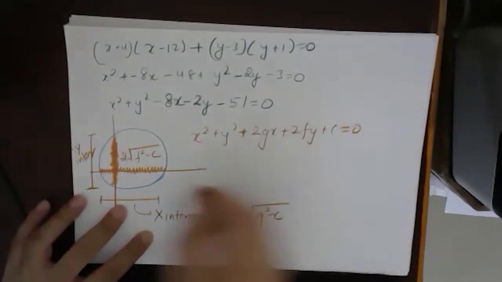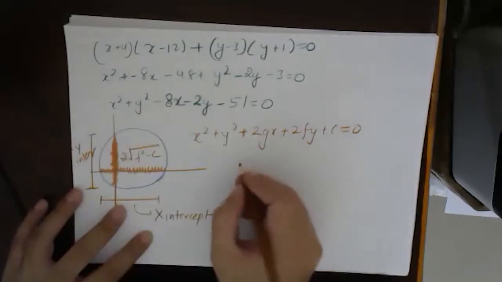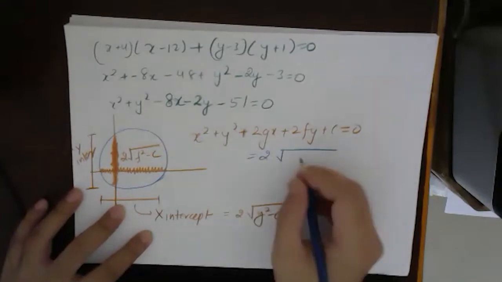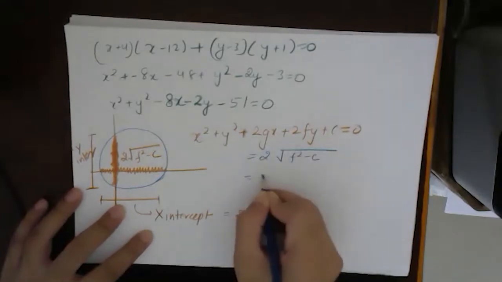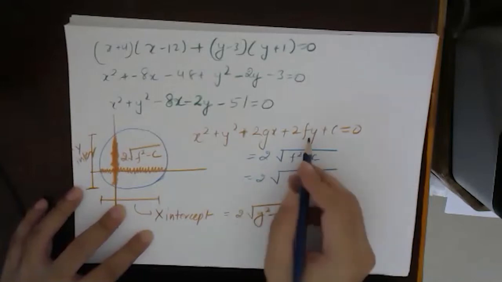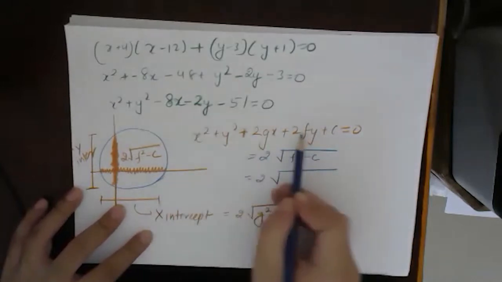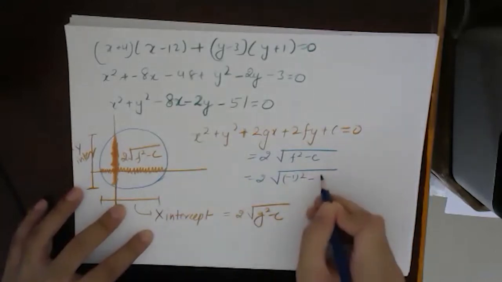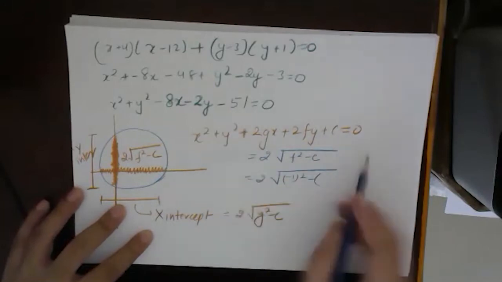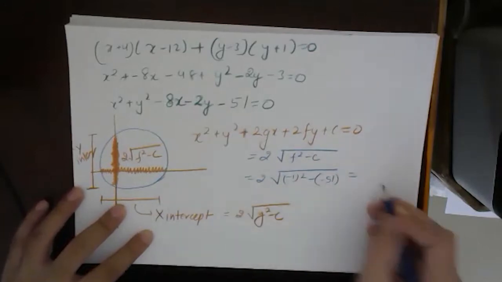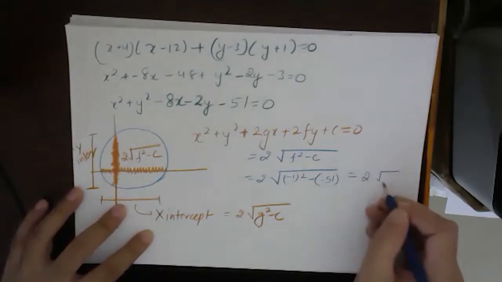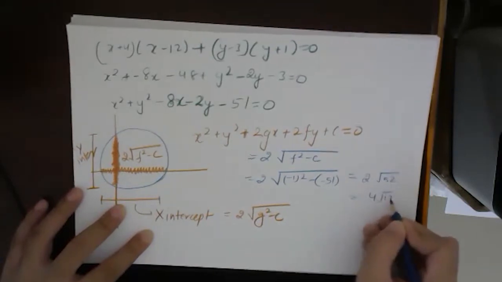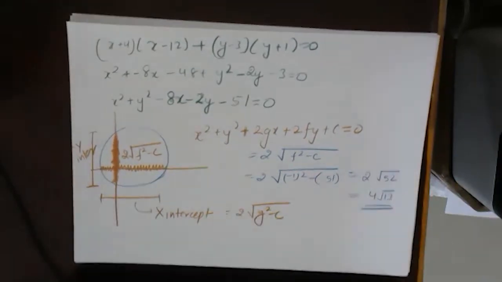Okay. So in this case, they are asking you to find the y-intercept. So you will get 2 under the root of f square minus c. What is the value of f? Here f is minus 1. So this is (minus 1) whole square minus c, and c is minus 51, so this is plus 51. This is nothing but 2 under the root of 52, or 4 under the root of 13. So this will be the value of the y-intercept.